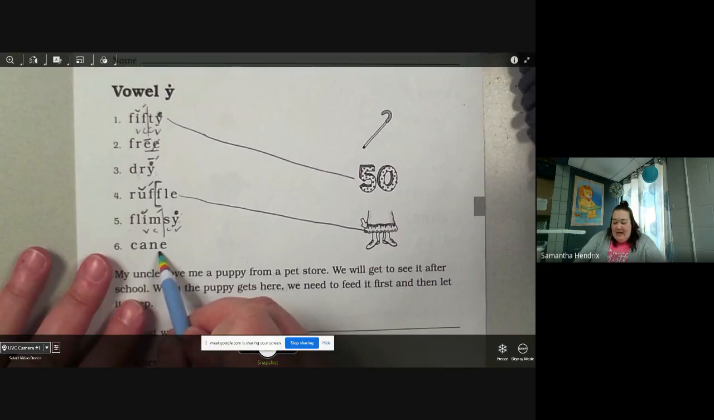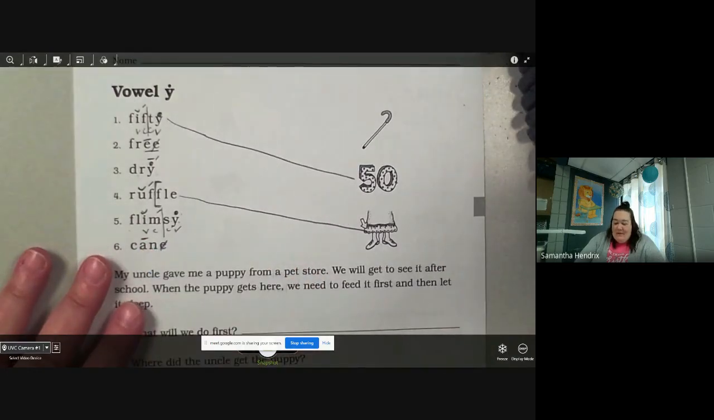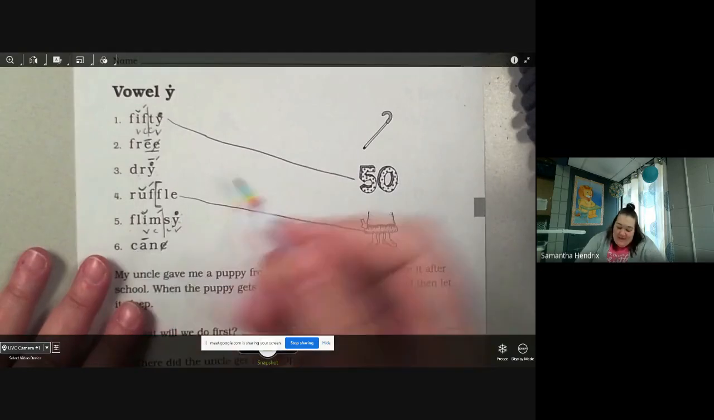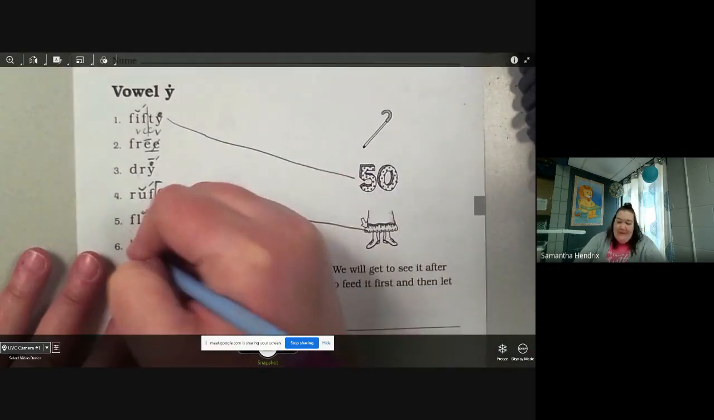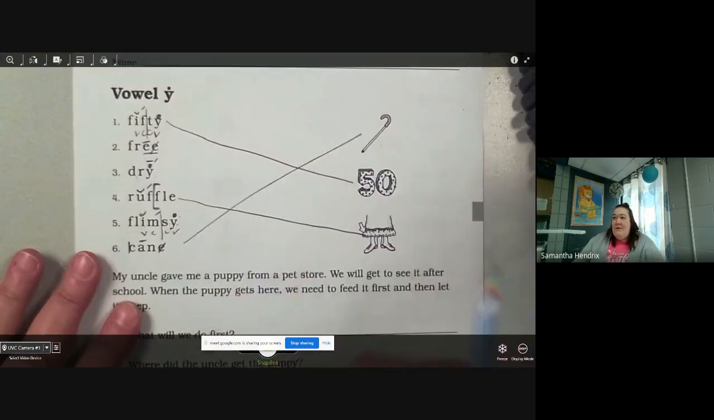Oh, let's see. I have a consonant E, vowel consonant E. So that's going to be silent, and that's going to say its name. That has a K sound. Cane. There's a cane. Okay.